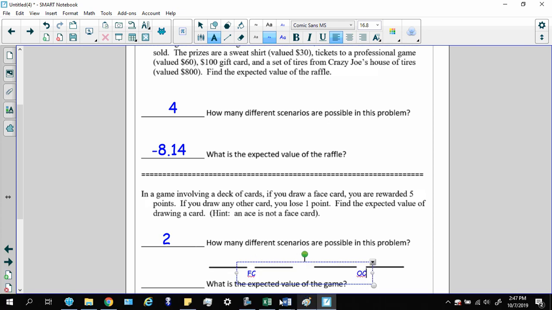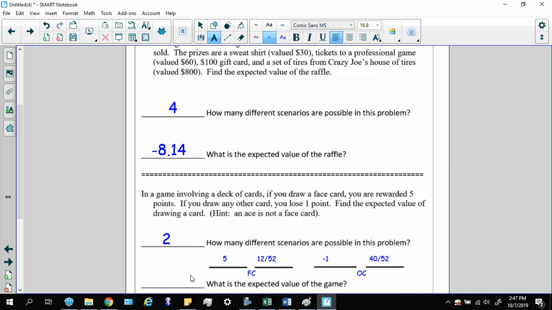For a face card, you're going to get 5 points, so that's a 5. How many face cards are there? I think there's 12, so 12 divided by 52. Now, if you draw another card, you lose a point. And there's 40 regular ones out of 52.